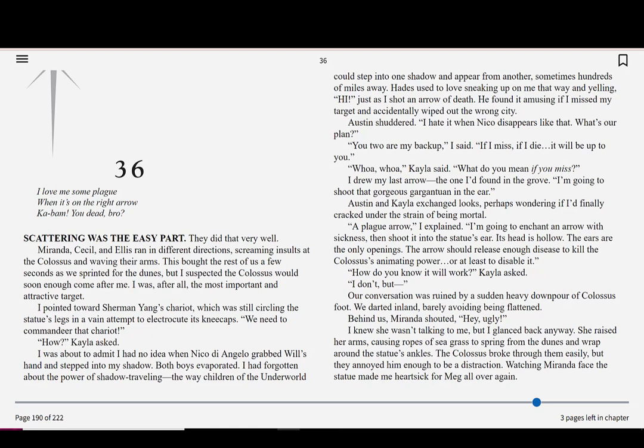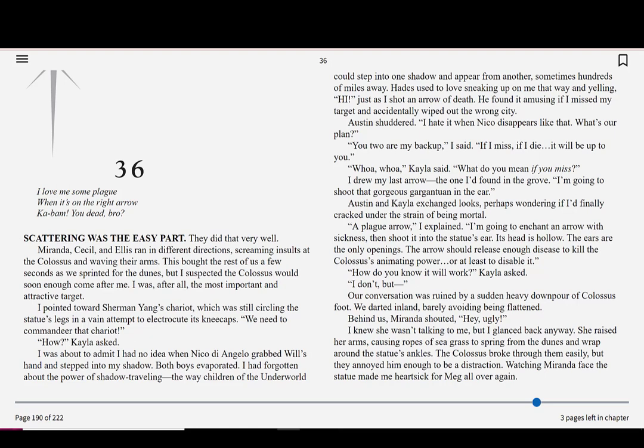Austin and Kayla exchanged looks, perhaps wondering if I'd finally cracked under the strain of being mortal. A plague arrow, I explained. I'm going to enchant an arrow with sickness, then shoot it into the statue's ear. Its head is hollow. The ears are the only openings. The arrow should release enough disease to kill the Colossus's animating power, or at least to disable it.